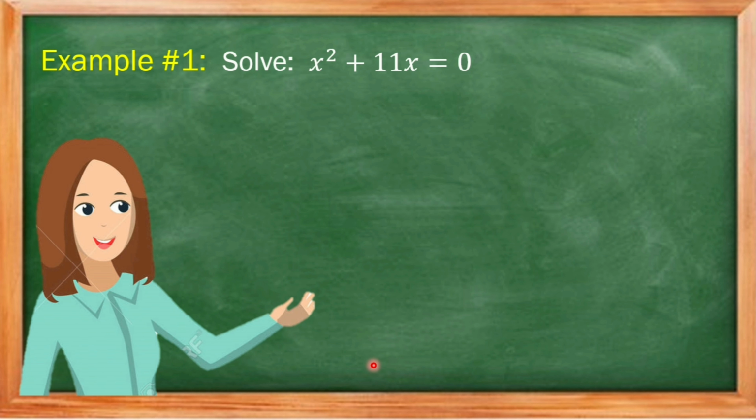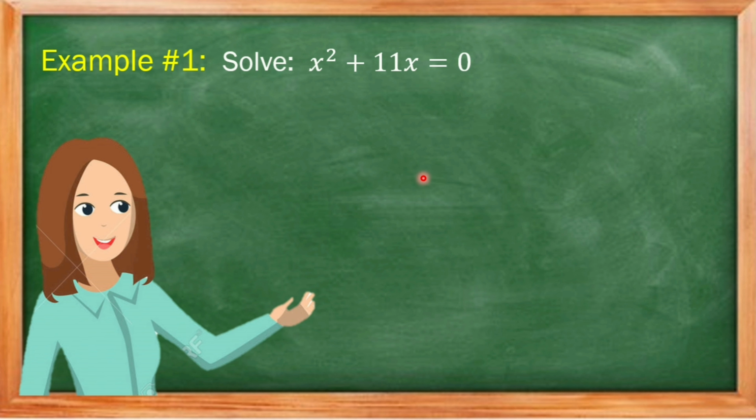Okay, sa pag-factor ng quadratic equation, kailangan ang given equation ay dapat nakasulat sa standard form of quadratic equation. Okay, so anong mapapansin ninyo dito sa ating first example? Okay, so tama. Naka-standard form na ito, ngunit wala itong constant term. Okay, meron lamang itong quadratic term at linear term. So, yung constant term niya dito ay 0.